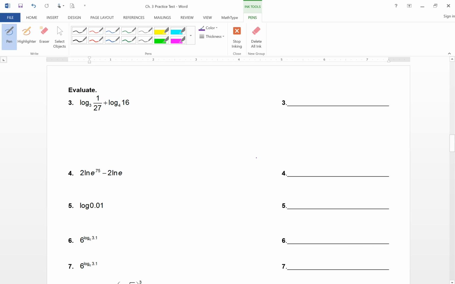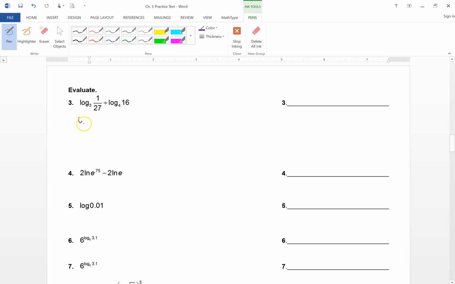Okay? All right, so here I have a couple of evaluating problems. So the actual test is not as long as the practice test. This is 23 problems long. There are 15, I believe, on the actual test. But I just like to put a little extra in here. And actually one of them got duplicated, 6 and 7, so we'll take those out.